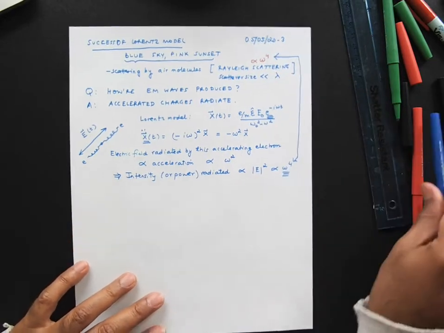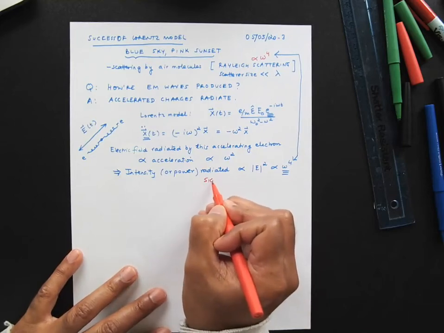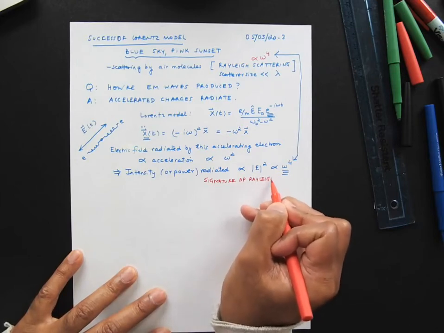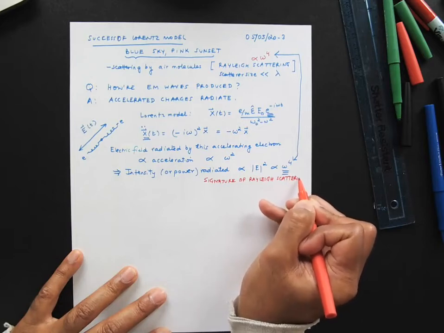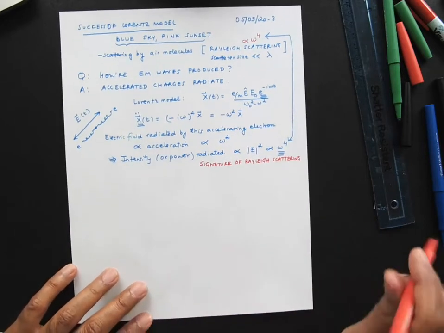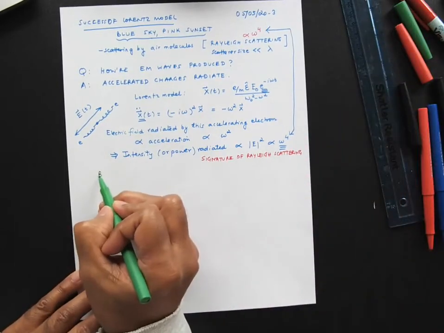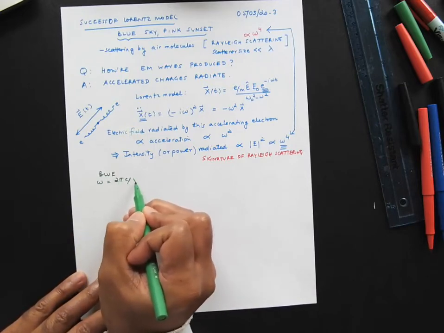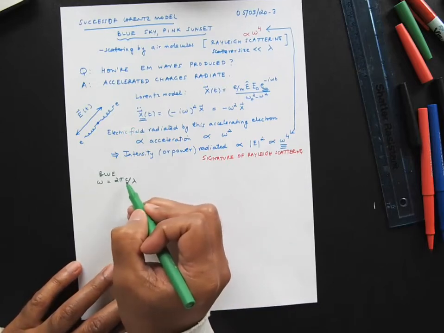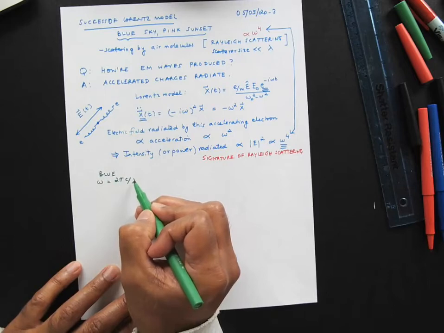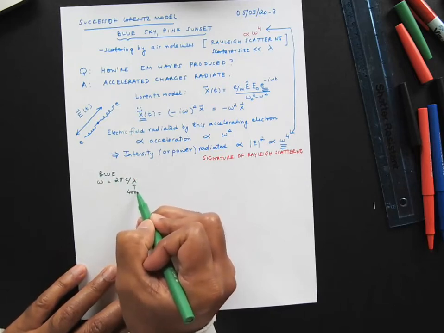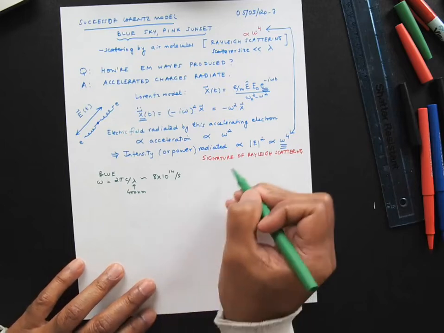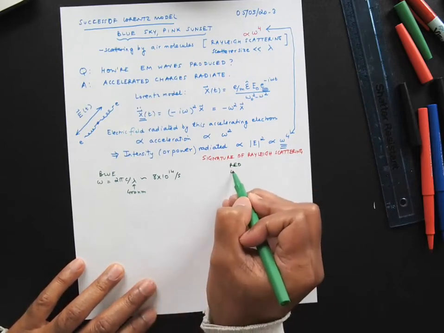So the point is that Lorentz was able to very simply see the origin of Rayleigh scattering. And of course, if you put in the numbers, for blue, omega is equal to 2 pi c over lambda, and lambda for blue is 400 nanometers or so. So this works out to 8 times 10 to the 14 per second. That's omega. And for red, the same thing leads to 4 times 10 to the 14 per second.